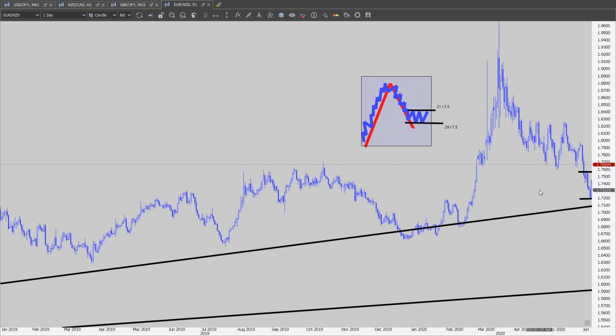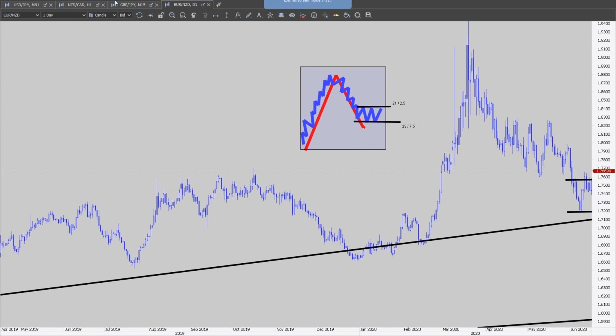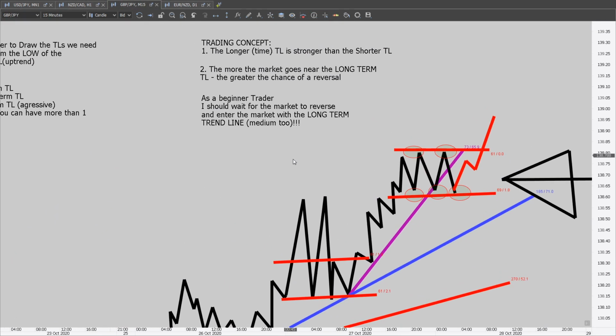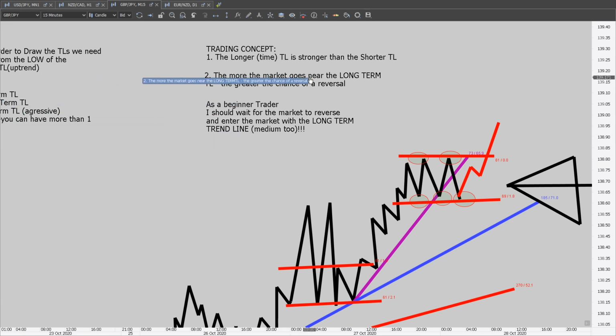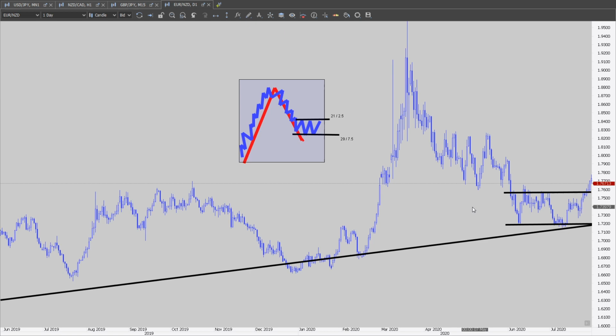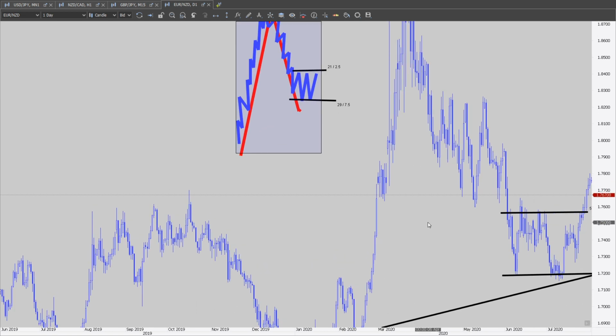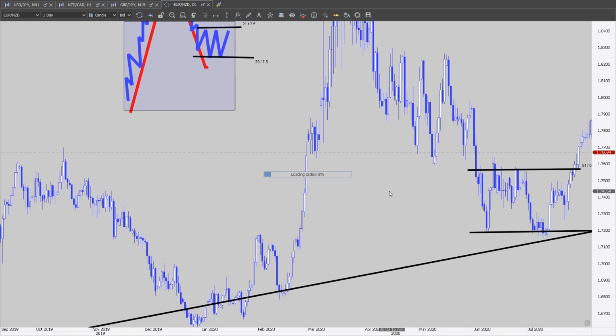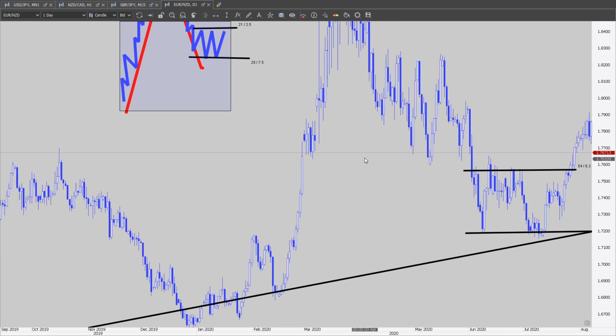And as you can see, there was a breakout, right? And we learned this concept here. The more the market goes near the long-term trend line, the greater the chance of a reversal. This was a great entry, right? And then the market breaks out. Why? Because it's in the direction of the trend, structure and market wave. Stay out, wait to confirm market structure. True, I wouldn't do anything during consolidation, wait for the breakout.